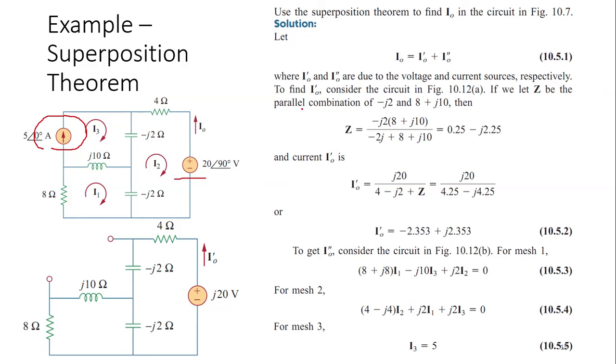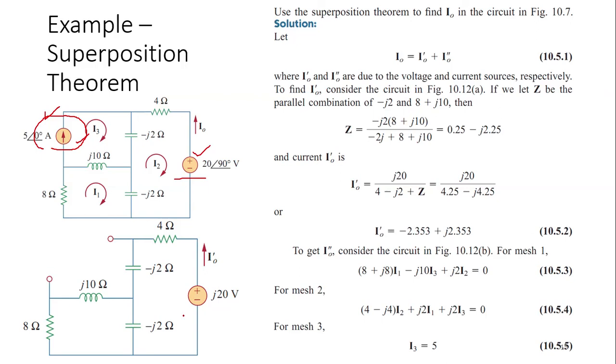So how will it work? I naught prime and I naught double prime are due to the voltage and current source respectively. I naught prime is due to this voltage source, and I naught double prime is due to this current source. To find I naught prime, we open circuit the current source, and the circuit is solved for this voltage source. To find I naught double prime, we consider the current source, and the voltage source is short circuited.